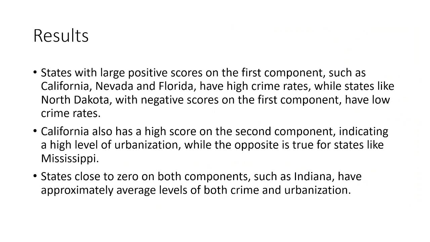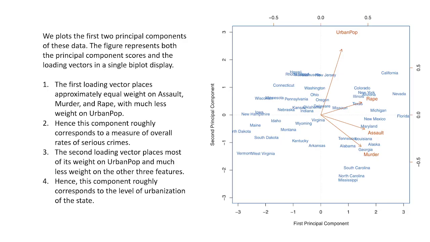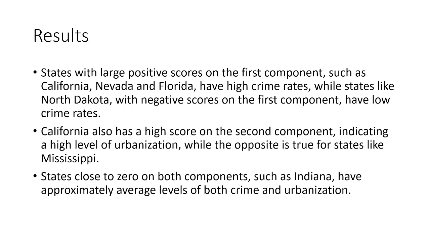Nevada is here, California is here, and Florida is here. They're very, very high in terms of the crime rates, and North Dakota is very, very low in terms of the crime rate. And in terms of the urban population, we can see that New Jersey and California are on the high score, but Mississippi and Kentucky, for example, have a lower score. Alabama has a lower score on the urban population.